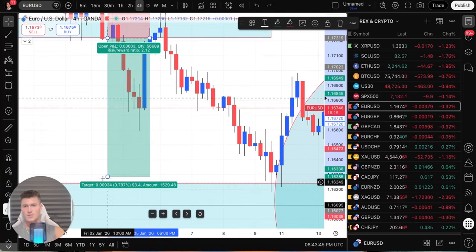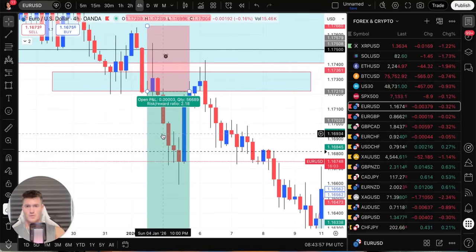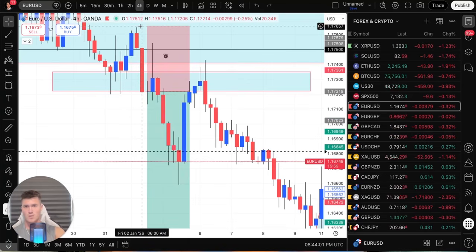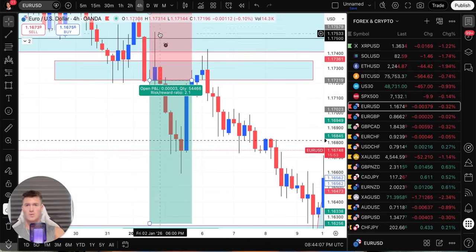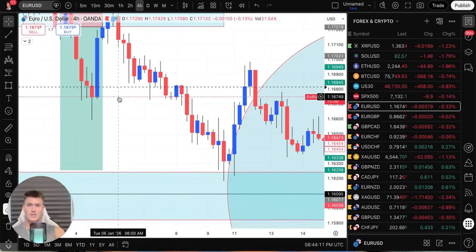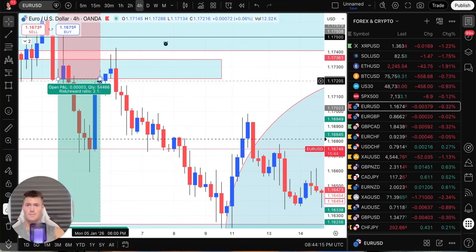Aim for this next daily area of interest right here. So this would give us a 1 to 2 risk to reward. We're above the body, we're above the wick. I could even make that a little bit bigger, above the wick, to make sure that we don't get taken out by this wick right here. So now the trade ends up going to our take profit, as you can see.